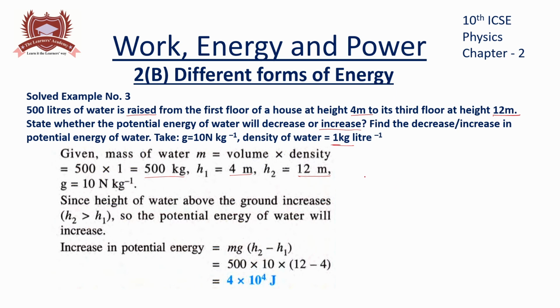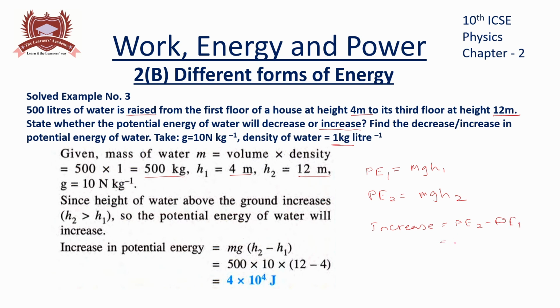Now how are we going to find it? There are two ways to find this increase in potential energy. First, you find the potential energy at point 1, we'll call it PE1, which would be mgh1. And then we'll have PE2, which would be the potential energy at 12 meters, which would be mgh2. And then we can subtract them to find the increase in the potential energy. So the increase would be potential energy at point 2 minus potential energy at point 1.